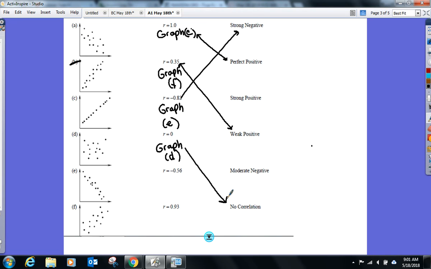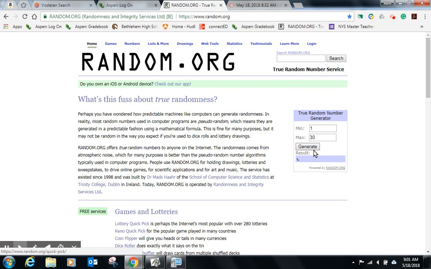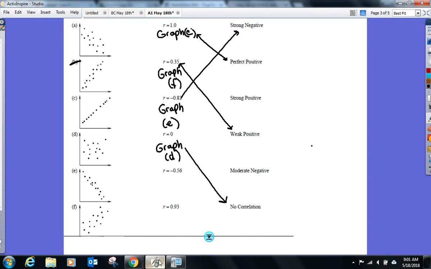And then let's just finish this here, negative 0.56. What graph are you looking at, 5? A, yep. And with the choices that are left here, moderate negative. And then process of elimination, right?